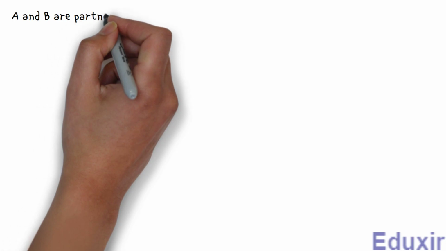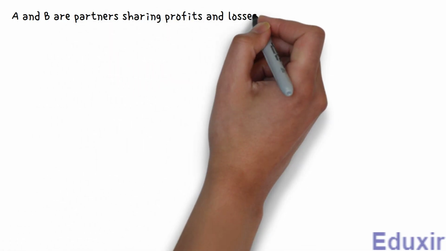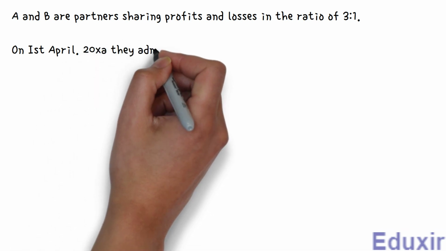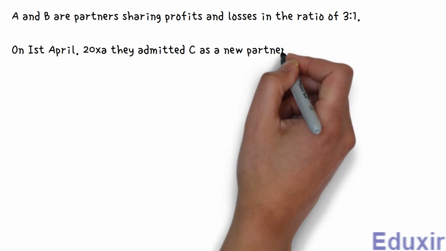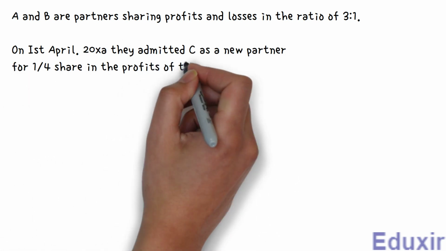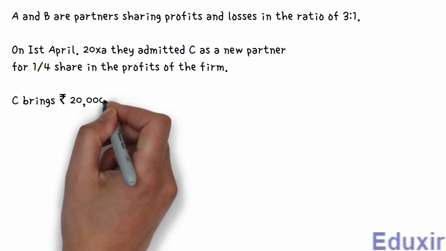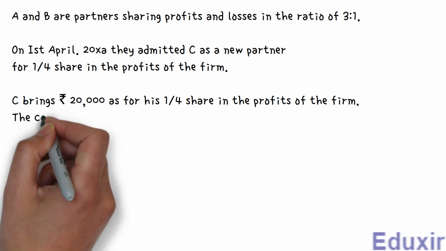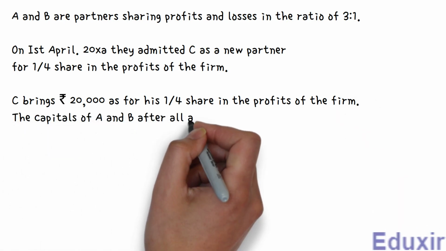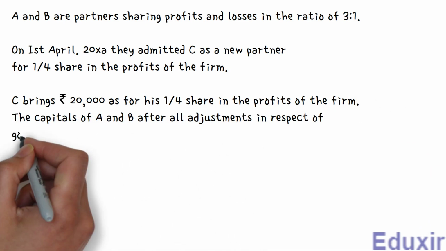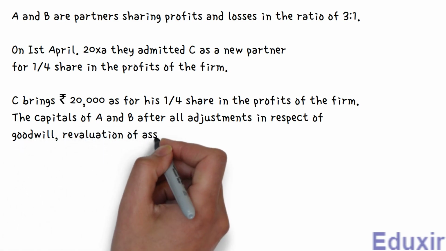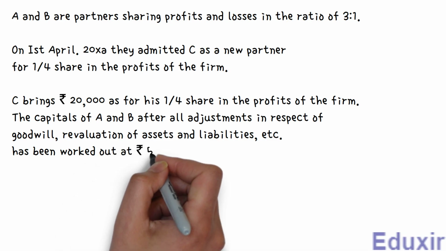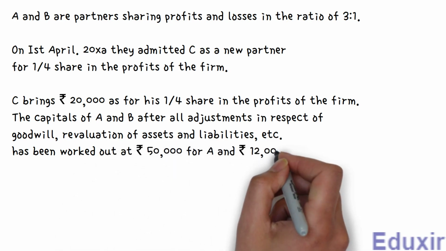A and B are partners sharing profits and losses in the ratio of 3:1. On 1st April 2000, they admitted C as a new partner for 1/4 share in the profits of the firm. C brings 20,000 rupees for his 1/4 share in the profits of the firm. The capitals of A and B after all adjustments in respect of goodwill, revaluation of assets and liabilities, etc. have been worked out at 50,000 rupees for A and 12,000 rupees for B.